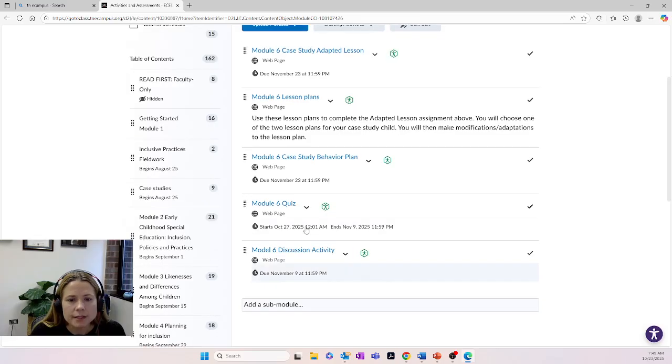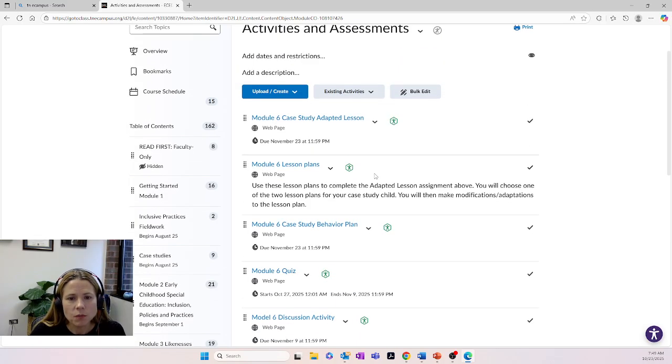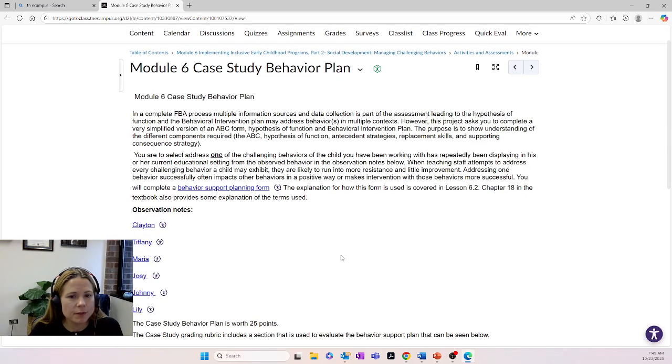So you have your quiz and I went over your discussion. The next one you're going to do is the behavior plan as well. And for the behavior plan, you're going back to what you learned about functional behavior assessment, where you have to collect data, right? And we need to look at ABC forms, coming up with the hypothesis of the function, like what's the function of the behavior, and then an intervention plan.